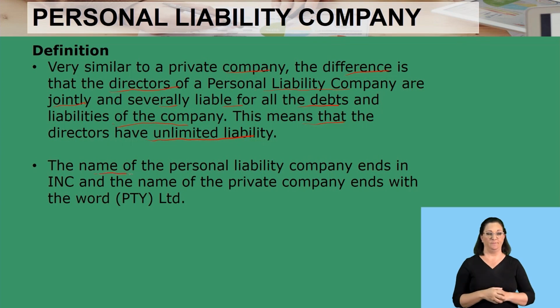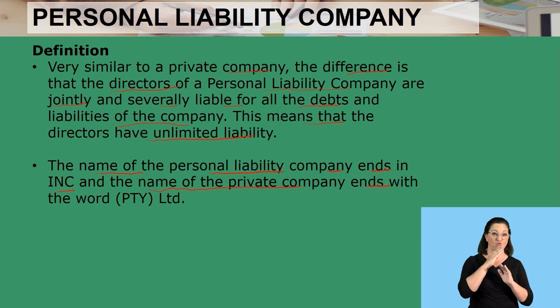So a personal liability company tries to reduce the lack of interest by directors by making sure that, should the company fail, directors will be liable for the liabilities that they have created for the company. So that is why we say the difference is that directors will be liable for the liabilities or failures of a company. But another difference is that the name of a personal liability company ends with INC, and the name of the private company ends with the word PTY Ltd.